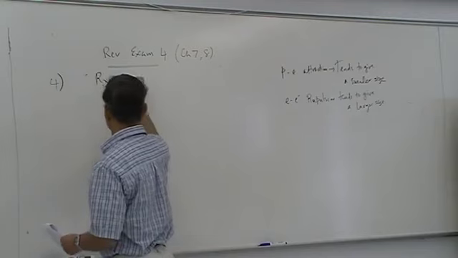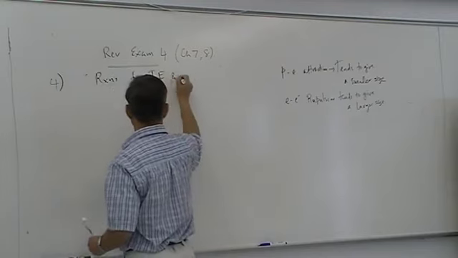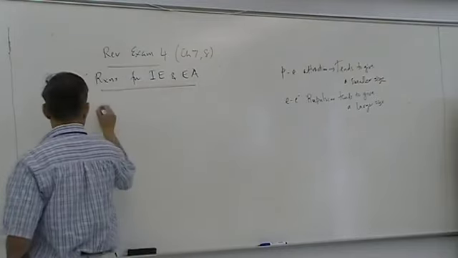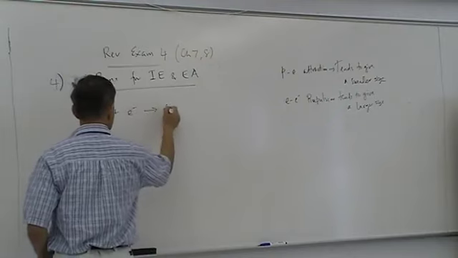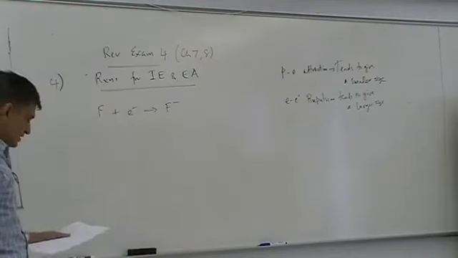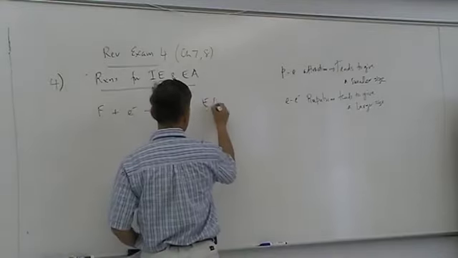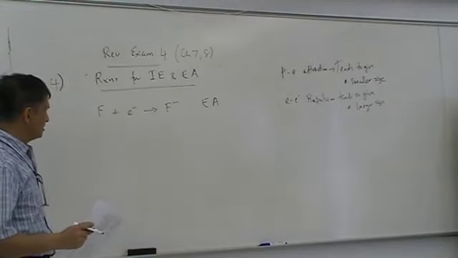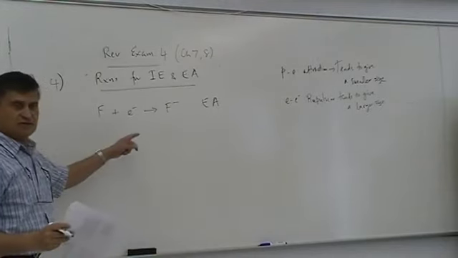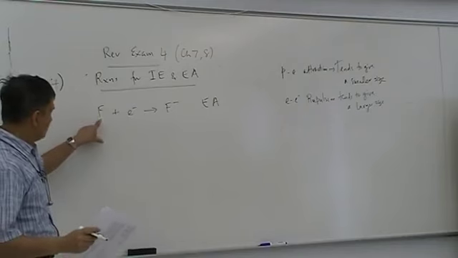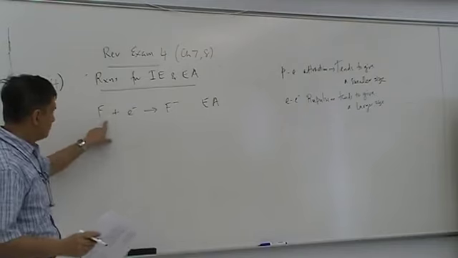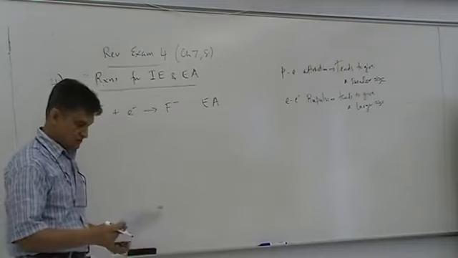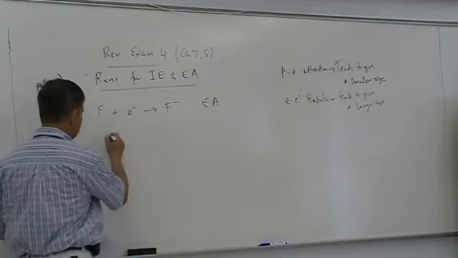So, reactions for ionization energy and electron affinity. F plus electron gives F minus. This would represent electron affinity. Basically, in order to understand whether a reaction is going to give you electron affinity or ionization energy, you look at what you begin with and what you end up with. With fluorine, we're adding an electron. So if it shows an attraction for an electron, it would make F minus, and the amount of energy given off would be electron affinity. What is ionization energy?